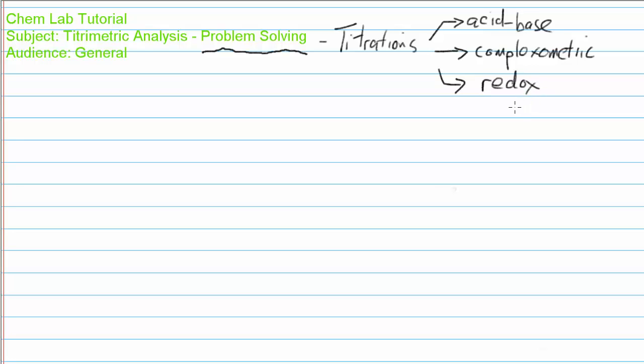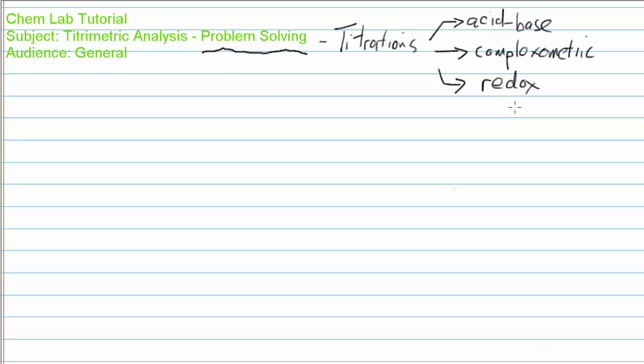But no matter what type of titration we're dealing with, the problem solving is essentially the same and is remarkably straightforward if we understand the basics of what a titration is all about and we pay attention to some key details regarding the chemistry of the titration.